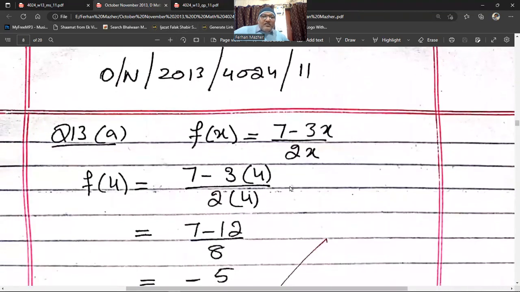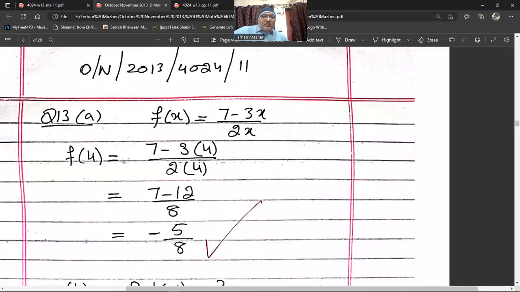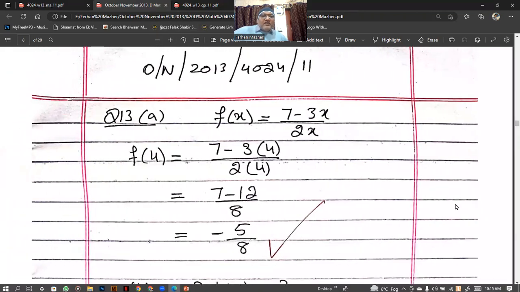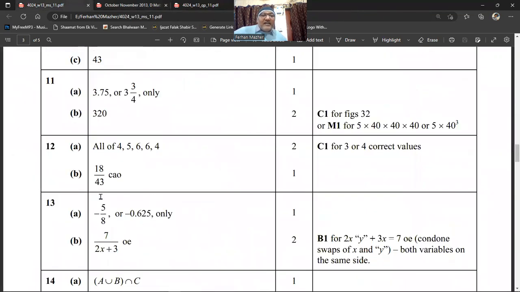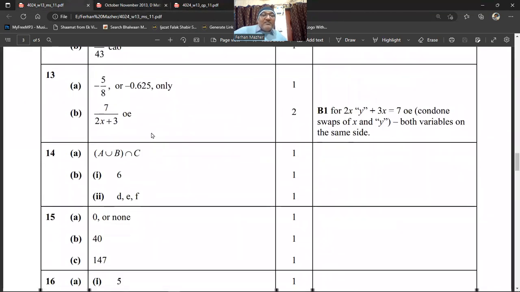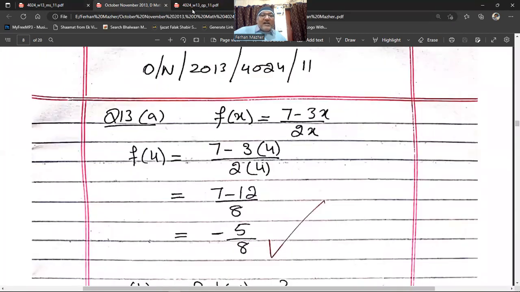So here we go. Okay. So f of x is equal to 7 minus 3x, that divided by 2x. F of 4 will be: wherever is the x, you will substitute it with the 4. So you will have 7 minus 3 into 4, and downstairs you will have 2 into 4. So that will be 7 minus 12, and downstairs it will be 8. It will be minus 5 by 8. Minus 5 by 8 is the right answer.